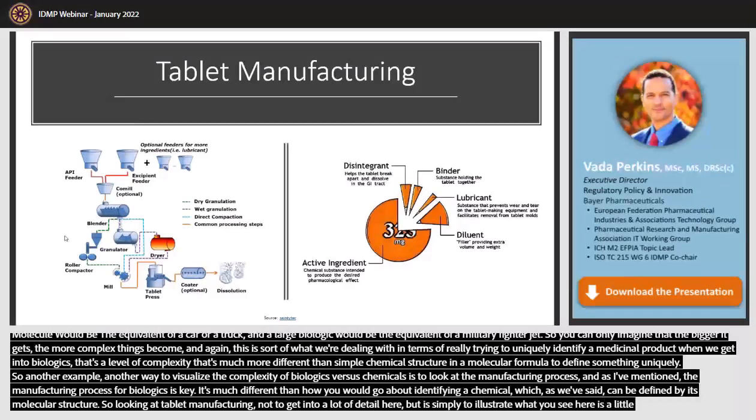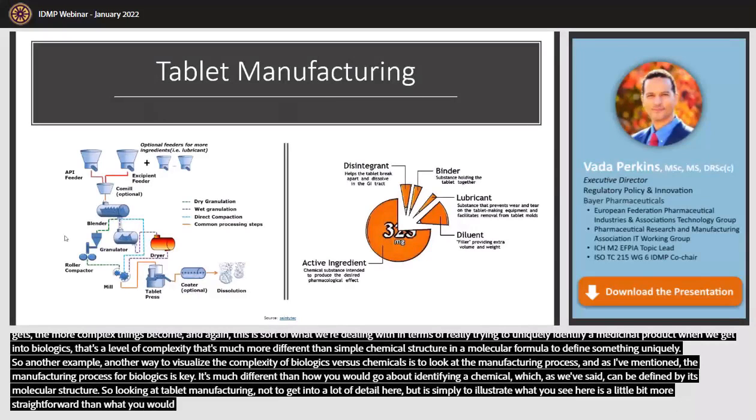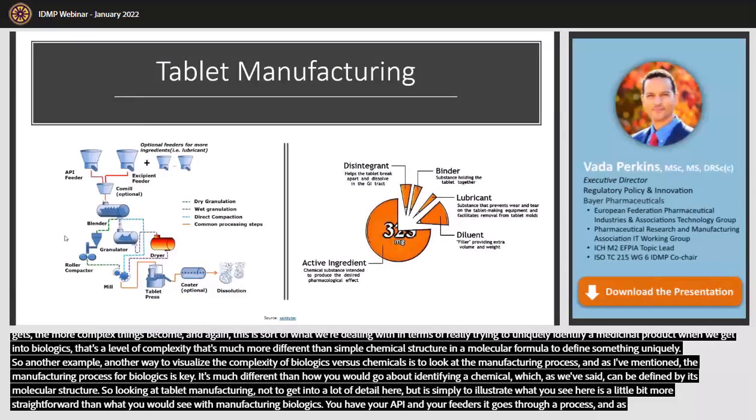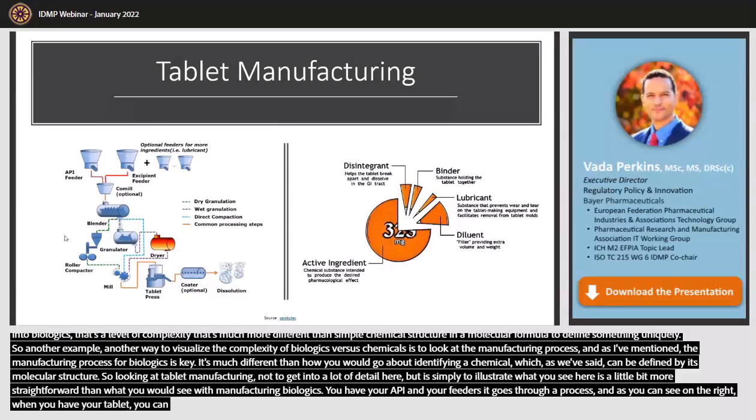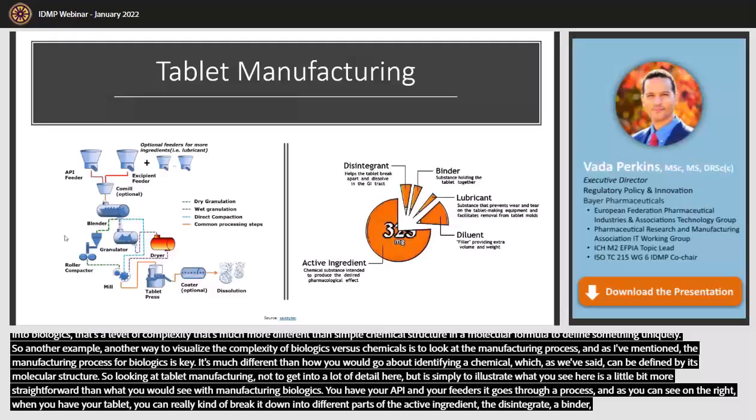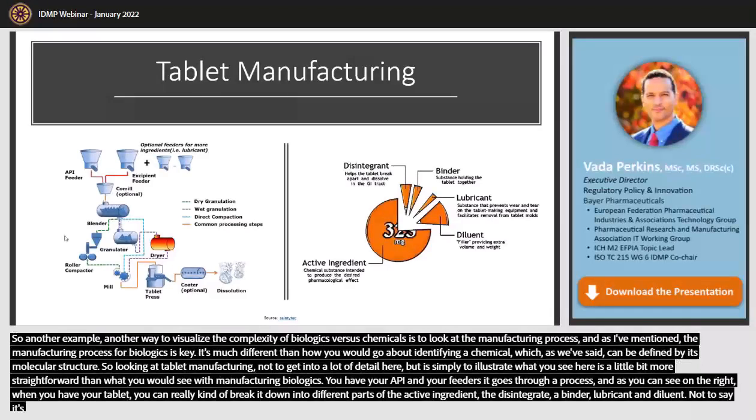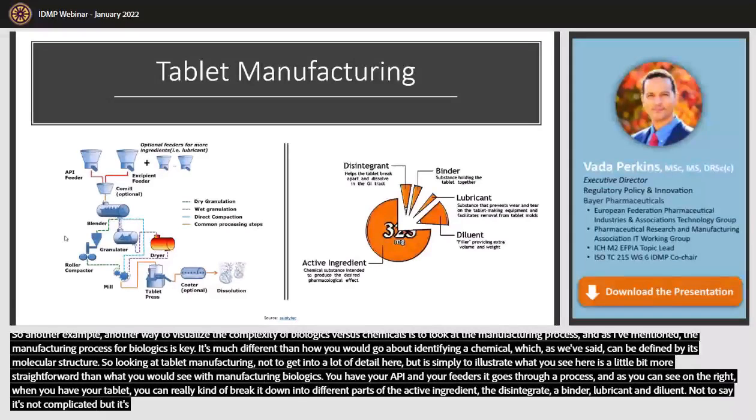You have your API and your excipient feeders. It goes through a process, and as you can see on the right, when you have your tablet, you can break it down into different parts: the active ingredient, the disintegrant, a binder, lubricant, and diluent. So not to say it's not complicated, but it's pretty straightforward in terms of how you visualize tablet manufacturing.